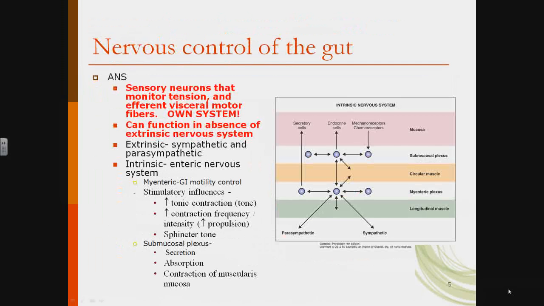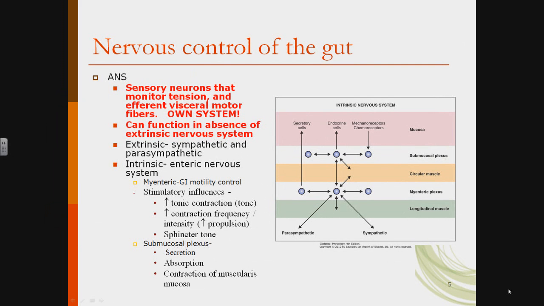Let's talk about the nervous control of the gut. We have in the submucosal plexus and myenteric plexus a net of neurons that are fully contained in the GI tract. And this is called the enteric nervous system. The myenteric plexus controls the GI motility. It controls the muscularis externa, both the longitudinal layer and the circular layer.